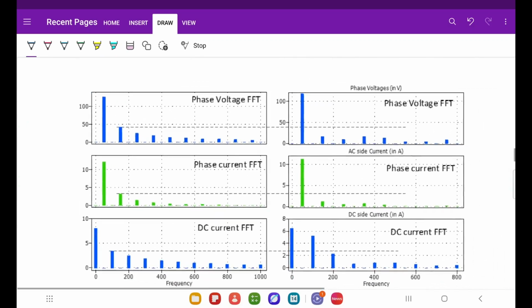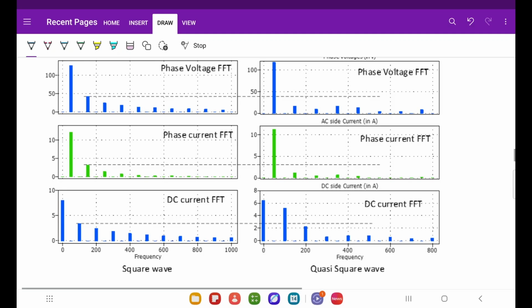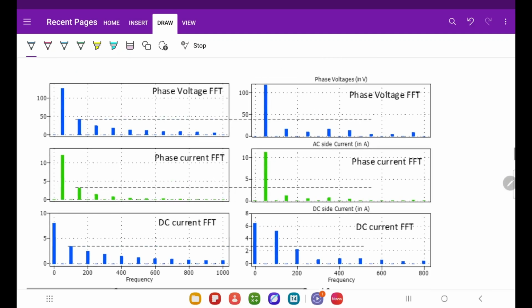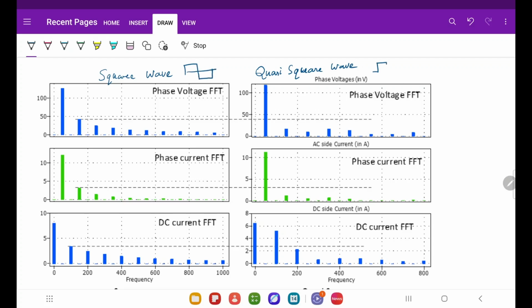Now if we see the phase voltage FFT of both of them, let me first write down which one is what. So this is square wave, and this is quasi square wave. Okay, in square wave the waveform is like this, right? In quasi square wave the waveform is like this. So these are the two different cases, square wave and quasi square wave.